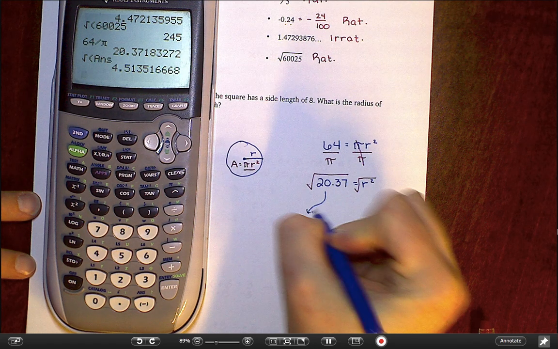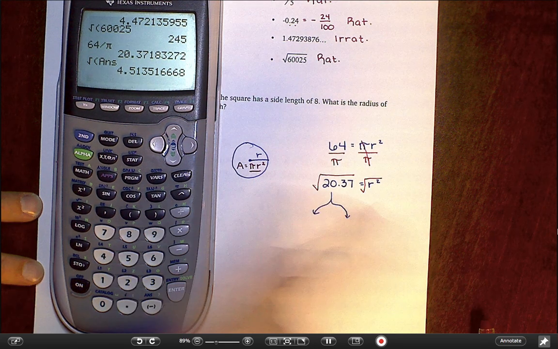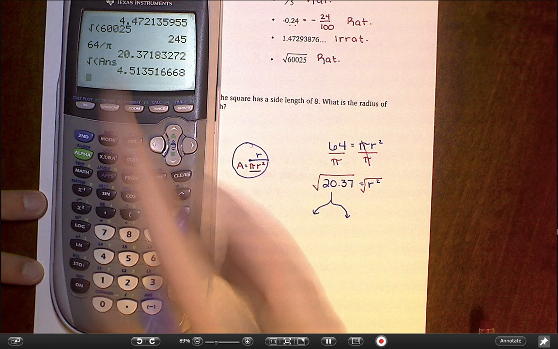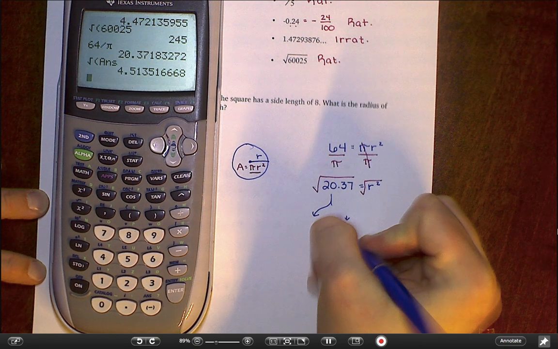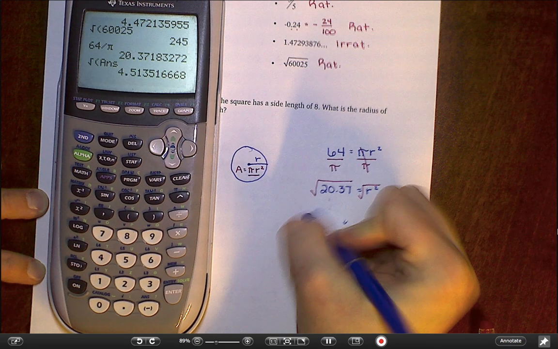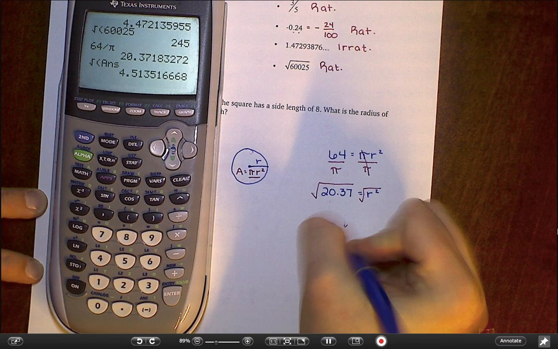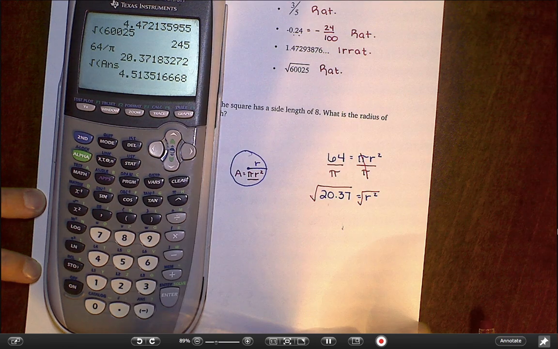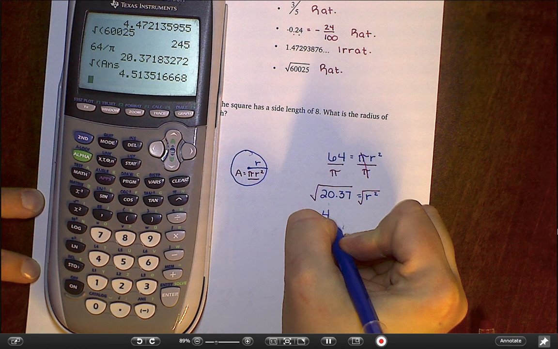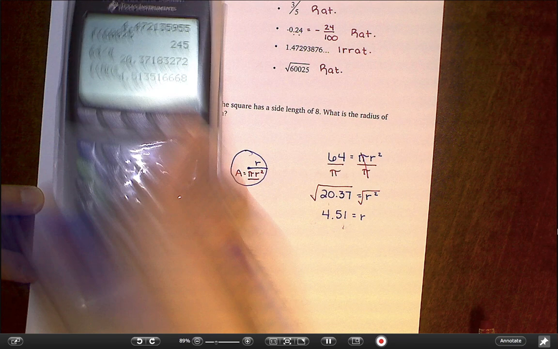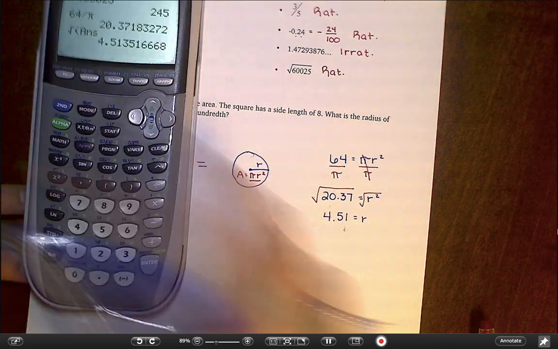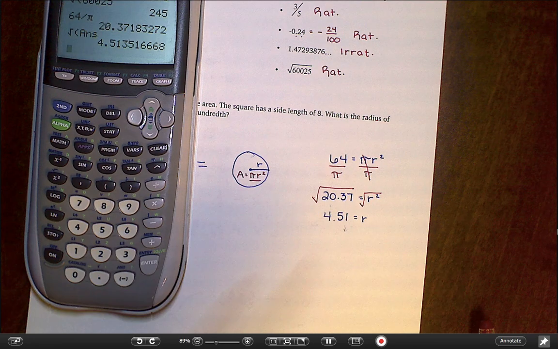Now, normally I would say it could be positive or negative of that number, right? In this case, because it doesn't make sense for a radius to be negative, I really don't have to worry about having the positive and negative answer. Mathematically, that answer still exists, but I can just say 4.51 equals r. And did it tell me, oh yeah, rounded to the nearest hundredth, so I rounded that correctly, 4.51.